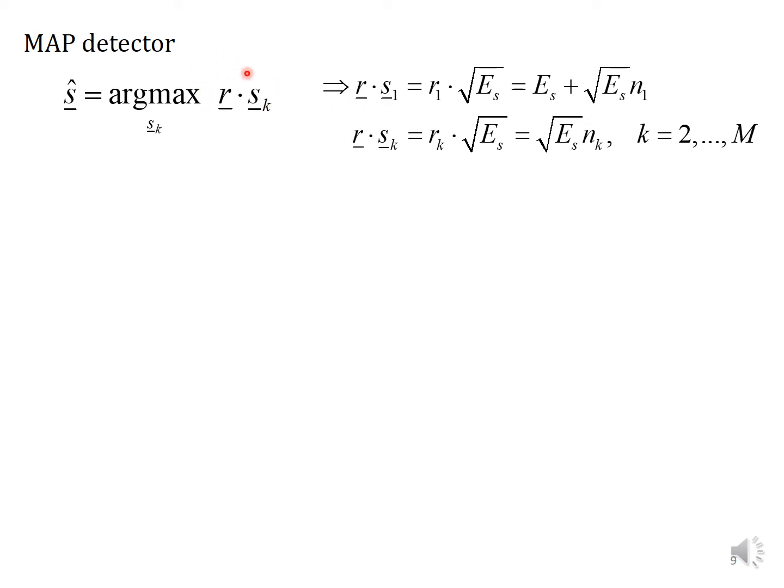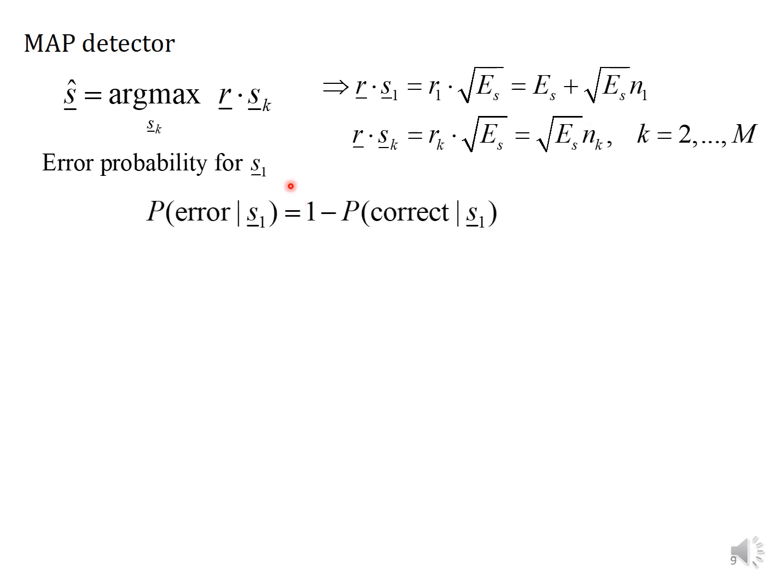So for this correlation, we have m different correlation results, and one of them has the largest value. That would be the estimate. That source would be the estimate result. Then what would be the error probability if S1 was transmitted?